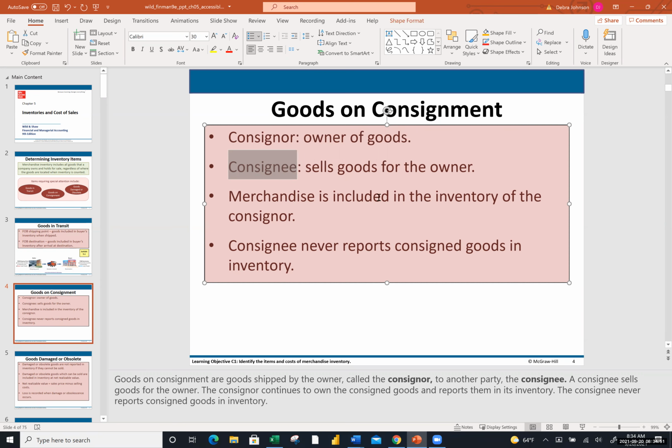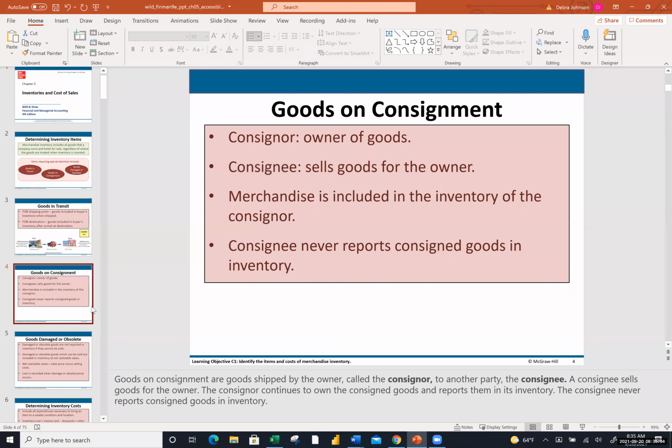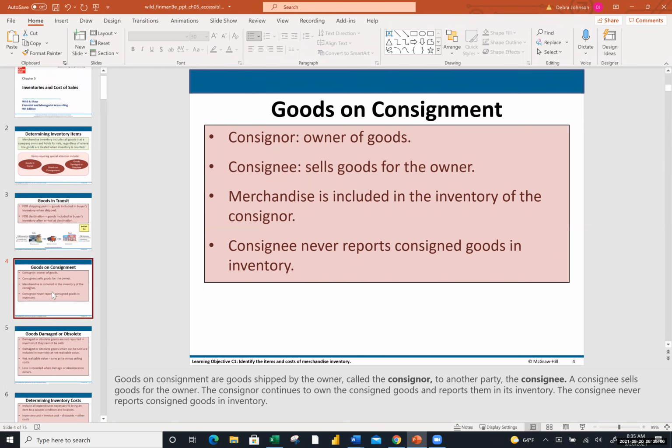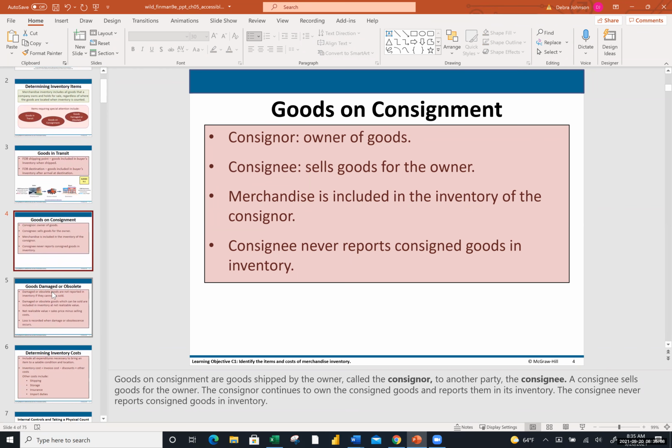So again, this goes back to counting. Should we count all the stuff in the store? Well, if it's on consignment from somebody else, then the answer is no. So make sure you understand, as far as the accounting part goes, who legally owns the inventory. We'll have one short exercise with that.